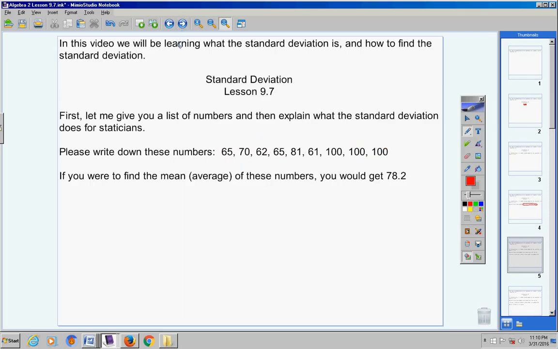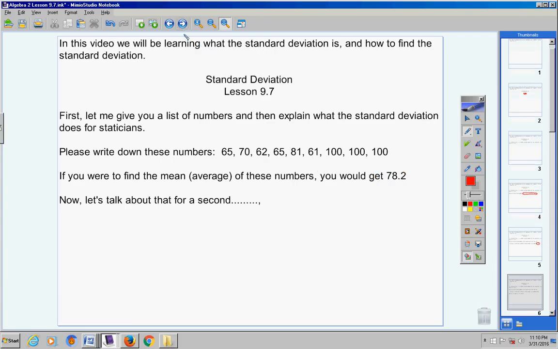If you were to find the mean or the average of these numbers, you know what to do. You would add these 9 numbers together and divide by 9. Now go ahead and make note in your notes that the average of these 9 numbers is 78.2 rounded. Now, let's talk about that for a second, shall we?